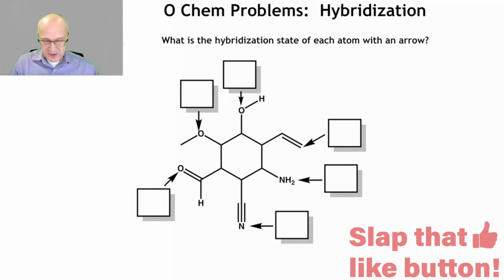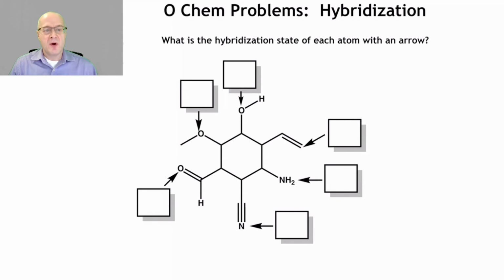Well, here's an oxygen that doesn't resonate, and it's not involved in a double bond or a triple bond. So it has to be sp3. That means the lone pairs that are on this oxygen are in sp3 orbitals. It's going to have a tetrahedral electronic geometry, bent molecular geometry, of course.